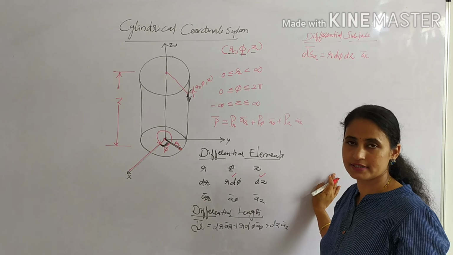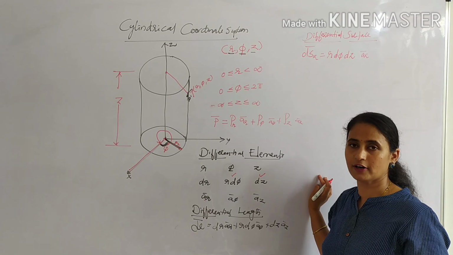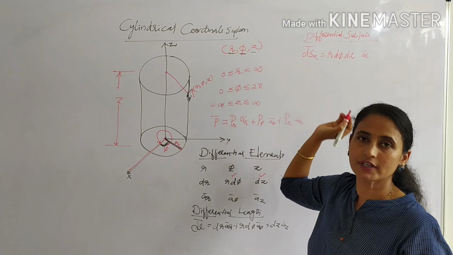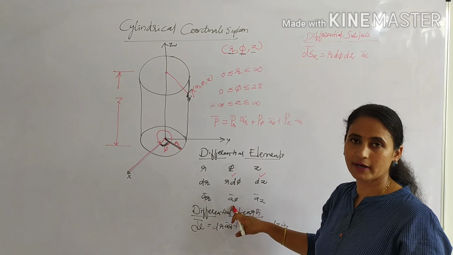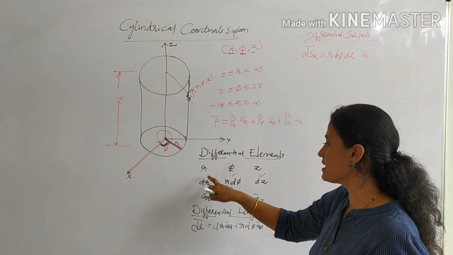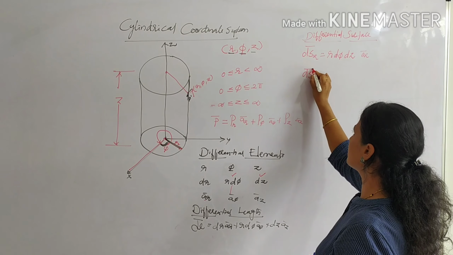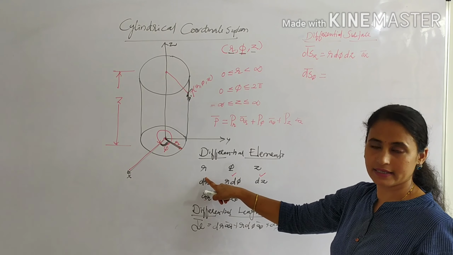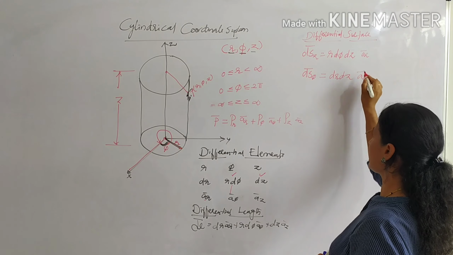The differential surfaces in the cylindrical coordinate system are very important in the first unit of our electromagnetics. So please remember the formula, or understand the concept of how the differential surfaces are derived. The next one is the differential surface normal to A phi. It is normal to A phi, so the surface must be formed with dr and dz, and the unit vector is A phi.